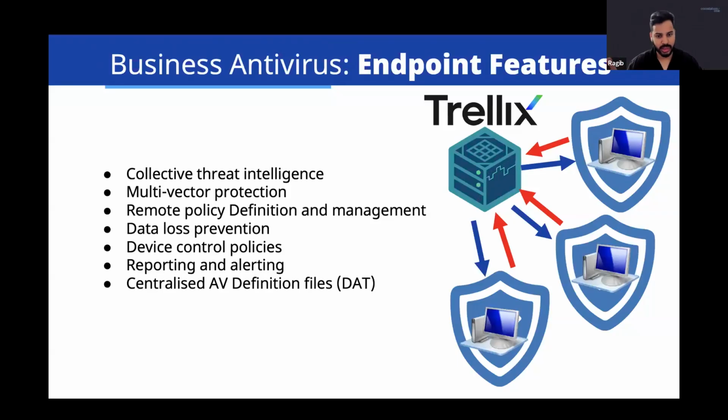Multi-vector protection is key because hackers don't just use one method anymore. They will try emails, web, USB drives, whatever works, right? So your protection needs to cover all kinds of vectors simultaneously.